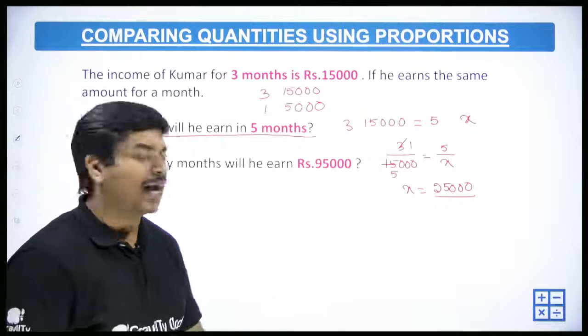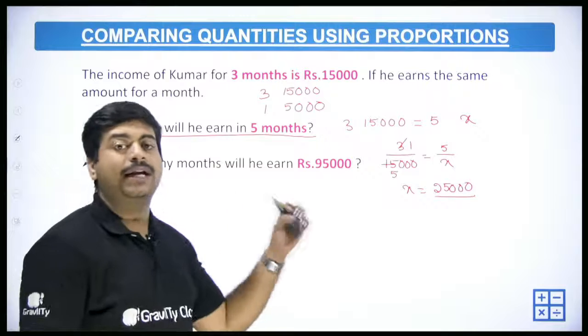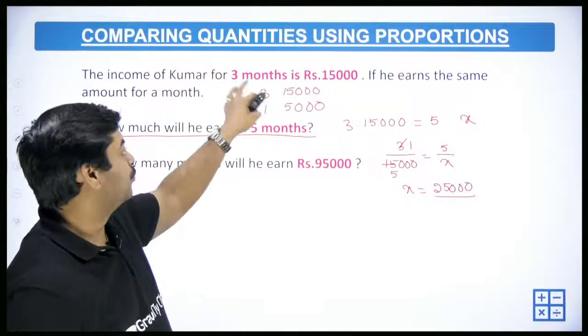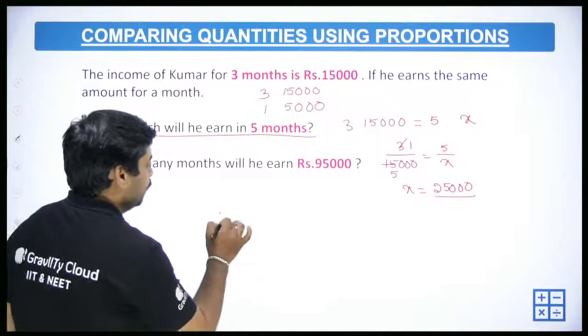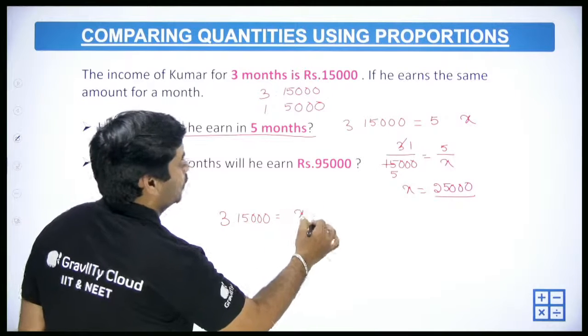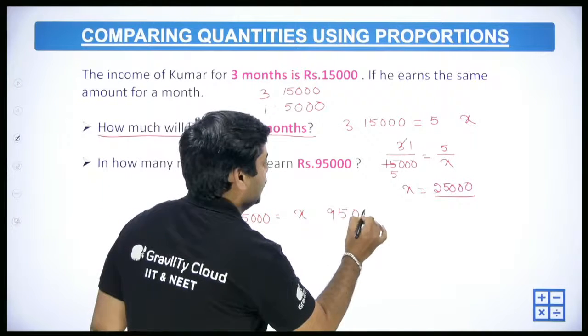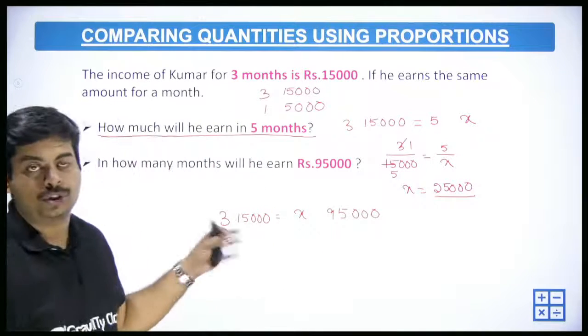That's what we discussed in the last class. And how many months will he take to earn 95,000 rupees? For 3 months it is 15,000. For how many months do we get 95,000? That is how we use proportion.